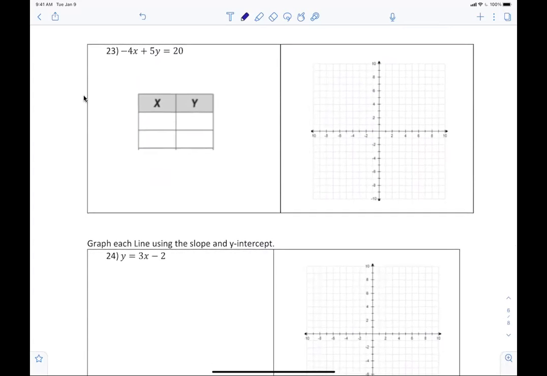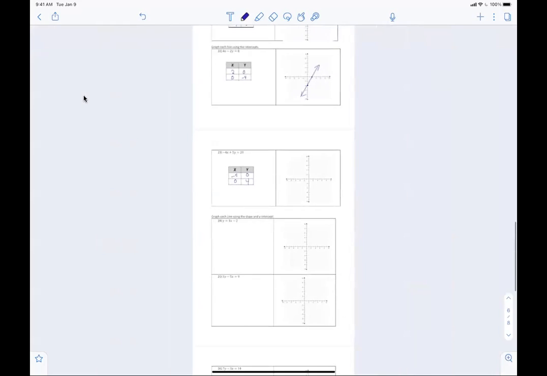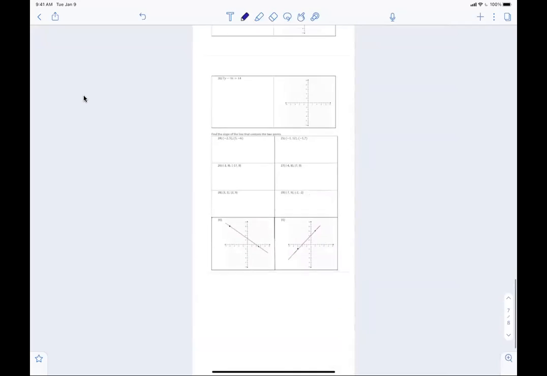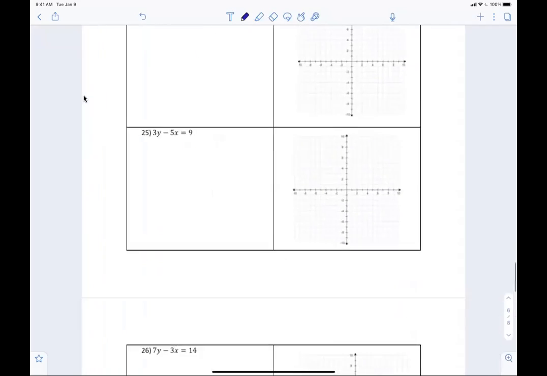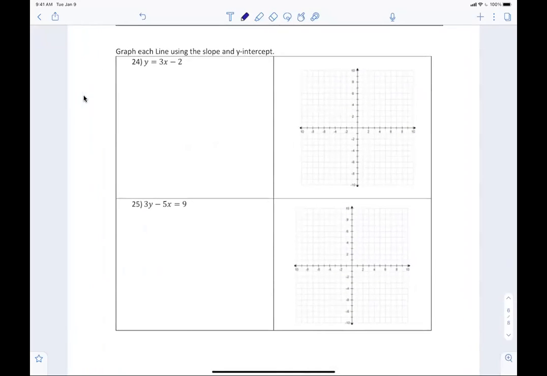All right, let's try it again. 23. The x and y intercept. The x intercept is going to be what? What is it? Negative five. And then 4. All right, anybody have any issues with that? Okay, we're doing pretty good. All right, so everybody quickly just practice graphing 24 and 25.